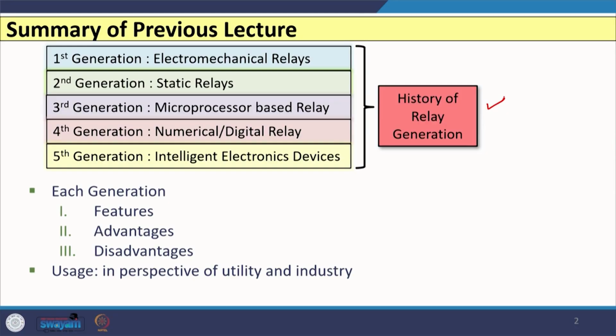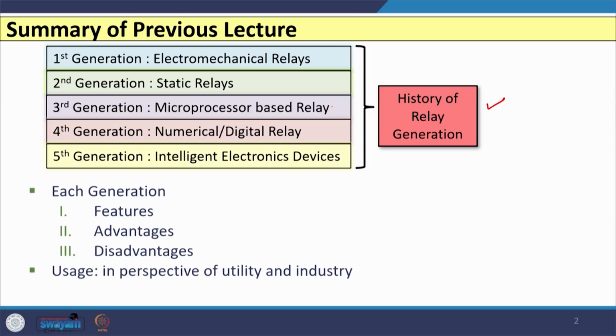Hello friends. In the last class we discussed the history of generations of relays, in which we started our discussion with the electromechanical relays. Then we discussed the relative merits and demerits of electromechanical relays. Then we started discussion about static relays, which contain electronic components and semiconductor devices. Then we discussed microprocessor based relays and digital or numerical relays, which are the third and fourth generation of relays respectively.